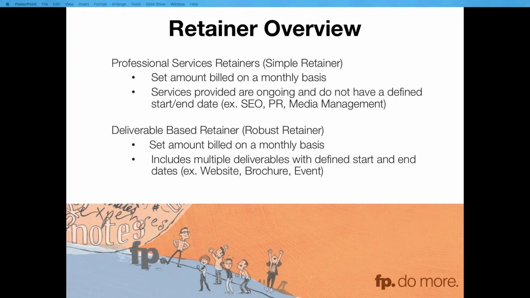However, the difference with this one is that they could request any type of deliverable scope of work at any point for you. There may not be a defined start or end date. It's something that could go over multiple months, or it could be within one specific month as well. Examples of these are websites, brochures, or events.